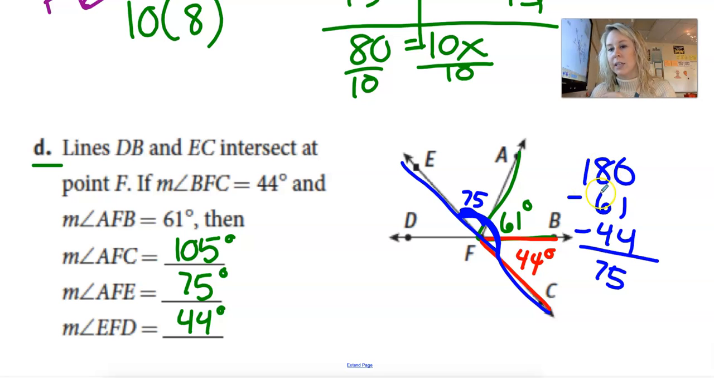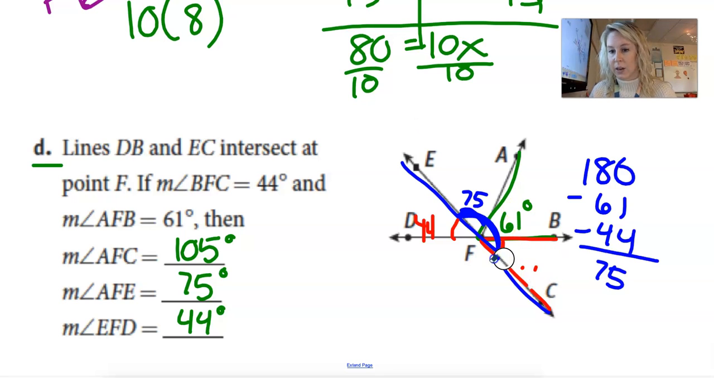And so I said 180, take away 61, take away 44, and that'll give you what's left over for this other part to be, which is 75. Okay, so that's an example of when three angles add up to 180 degrees. For EFD, you could have used this 75 again and the 61 to look at a linear pair, or you could have said, hey, they're vertical. So for example, this red angle 44 and this angle across, they're vertical, so they're the same measurement, they're congruent. And so you could have got 44 that way.